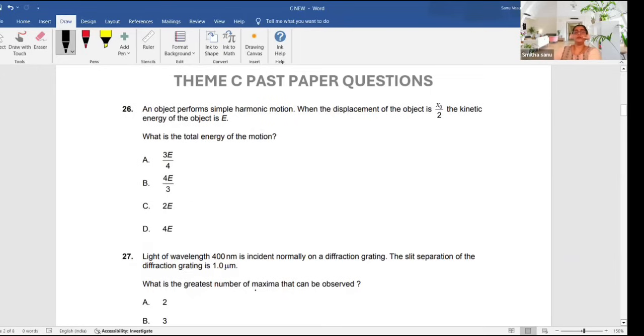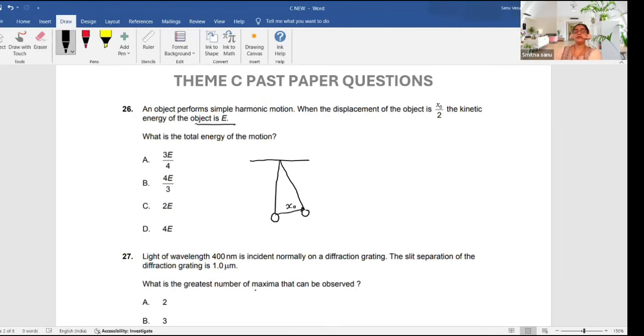An object performs simple harmonic motion. When the displacement of the object is half the amplitude, the kinetic energy of the object is given as E. What is the total energy? The symbol x0 is for amplitude, but here in this case the displacement is half of the amplitude. So if you observe this situation, this is the pendulum in the mean position. This is the pendulum in its extreme position. And at the extreme position, it has maximum displacement, which is x0.